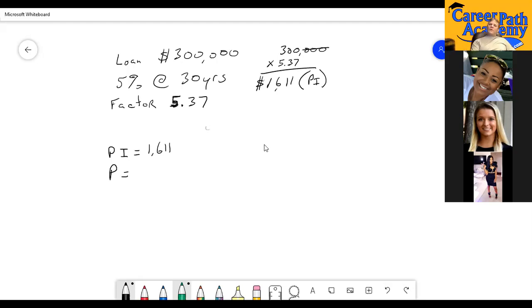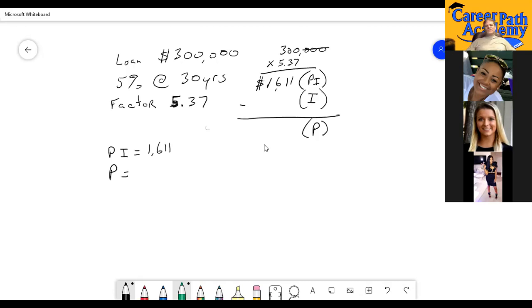Now here, I'm going to give you the formula here. To figure out the answer to this one, the principal, we already have the principal and interest here. If we could figure out how much of that goes towards interest, we could subtract that and we're left with the principal.